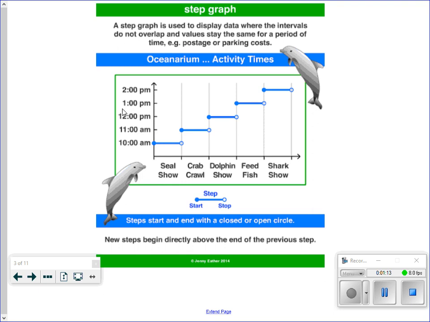Let's move on. Taking a look here, we also have aquarium sea show times. So at 10 a.m. you have the seal show. At 11 a.m. you have the crab crawl. At 12 p.m. you have the dolphin show. Then you have feed fish at 1. Shark show goes from 2. These are all 1-hour shows. It's pretty interesting.